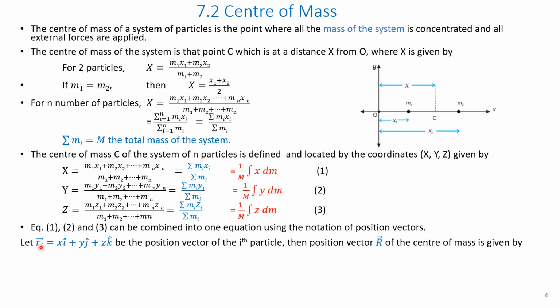Let vector ri, small ri, equal to small xi plus small yj plus small zk be the position vector of the ith particle. Here i, j, k with caps are the unit vectors in the direction of the x-axis, y-axis and z-axis respectively. Then the position vector capital R of the center of mass is given by capital R vector equal to capital Xi plus capital Yj plus capital Zk, that can be written as sigma mi ri divided by capital M. Let it be equation 4.